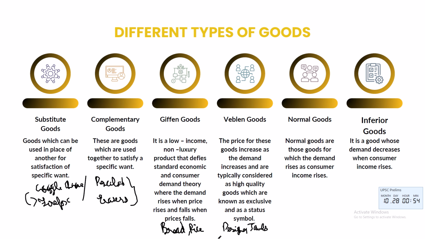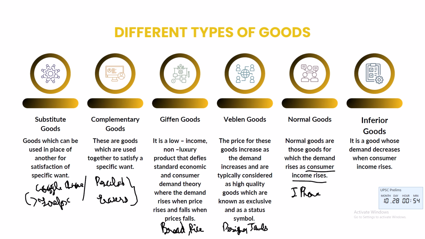Normal goods. Normal goods are those goods for which the demand rises as the consumer income rises. We can say iPhone. When the consumer income rises, the demand also increases because he wants to buy an iPhone. That's a normal good.